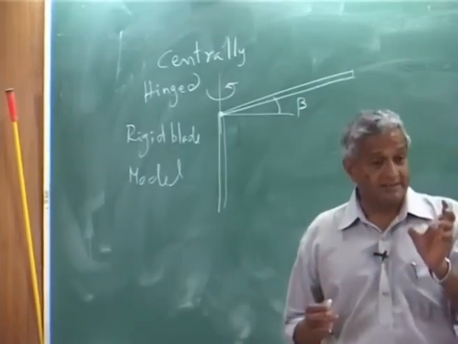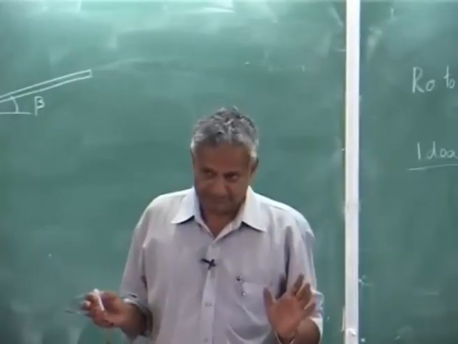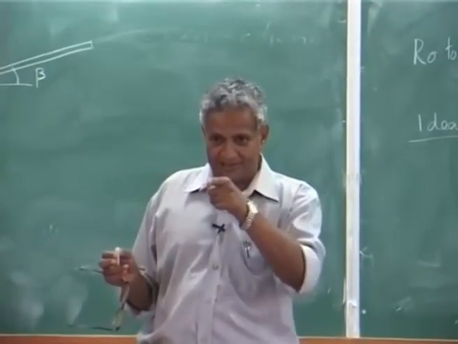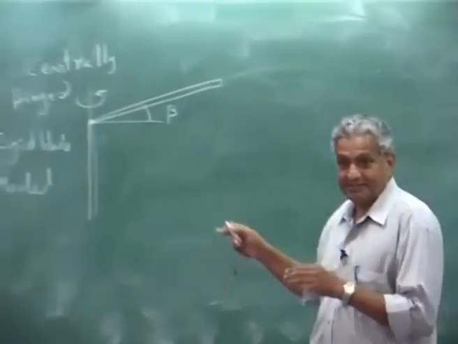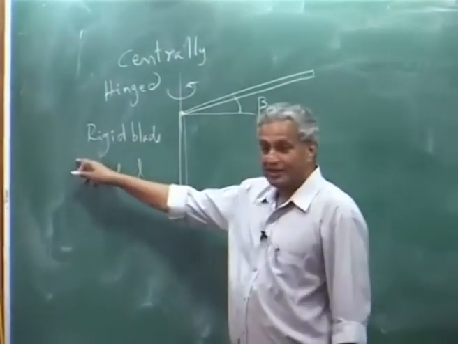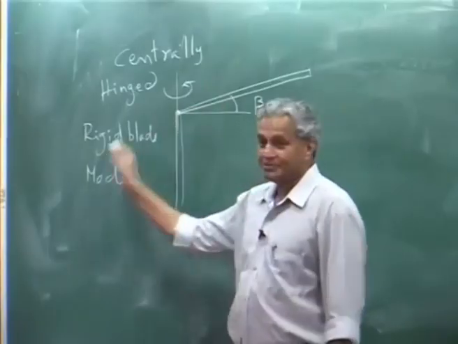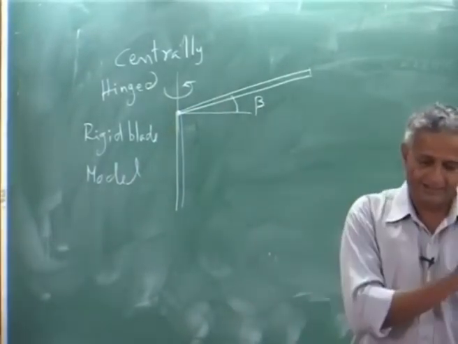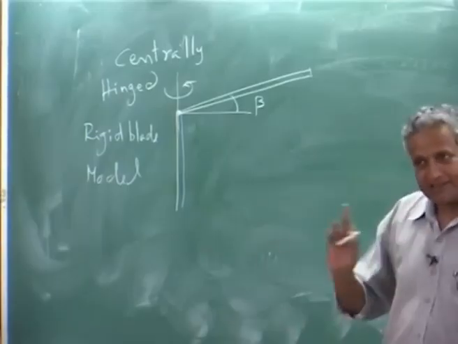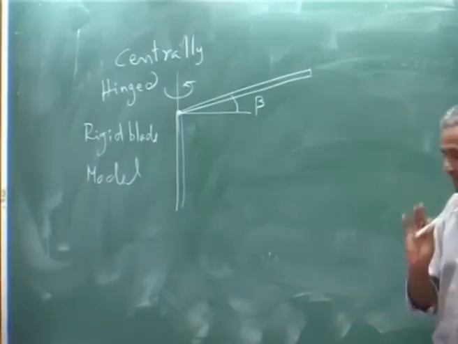Of course, teetering rotor. Teetering means where the hinge is right at the center. This model is valid, but the only thing is this is attached to the other blade. So when one blade goes up, the other blade goes down. So that is why you have to derive separately. Here we are taking one blade only.